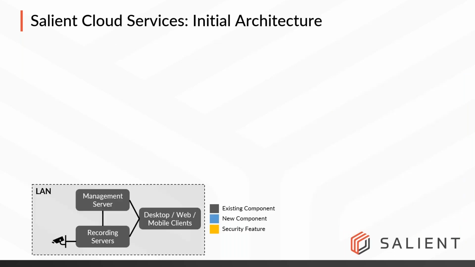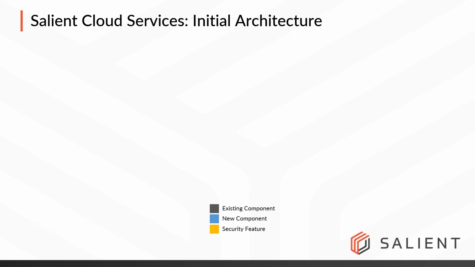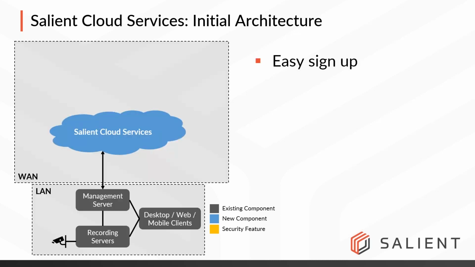Basically, if you have a CompleteView version 7.0 system, where again, you've got centralized management on premise, you've got desktop, web, and mobile clients, recording servers, all effectively operating on a local area network. We're now introducing a set of Salient Cloud Services on the internet, and we've made the sign up really easy. It's a one-step process that happens just at the management server. And the great part is this first step of just registering your deployment is free, and there's a ton of value.